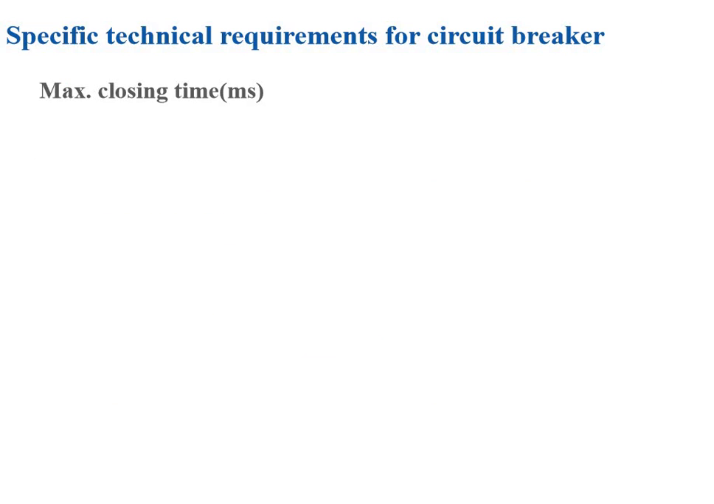Maximum closing time. This is generally mentioned in milliseconds, and means the time required for the circuit breaker to close its contact. So that should be as fast as possible. Generally this time is 120 milliseconds for the circuit breaker.